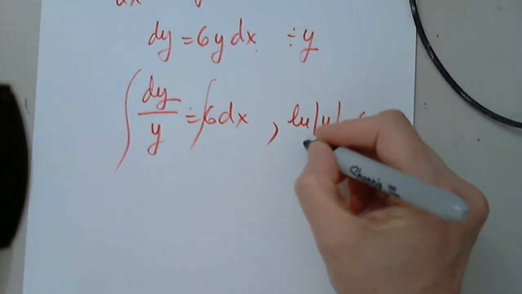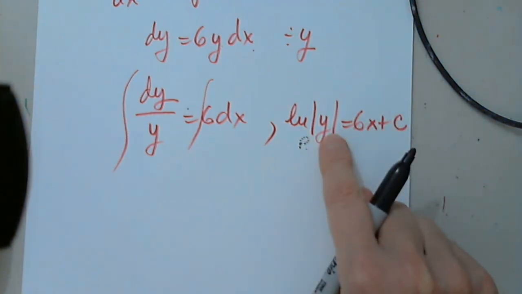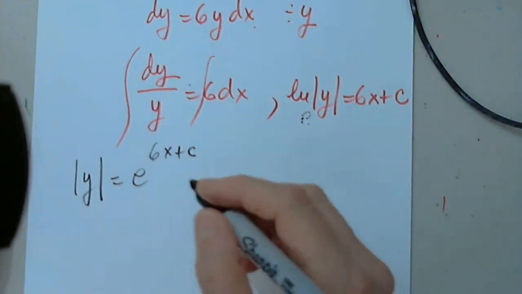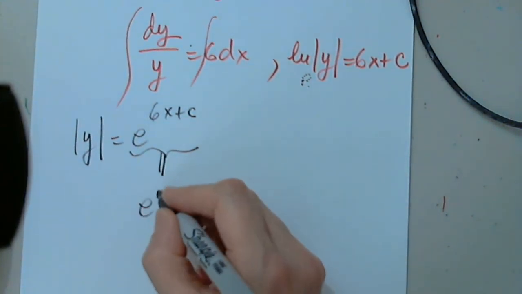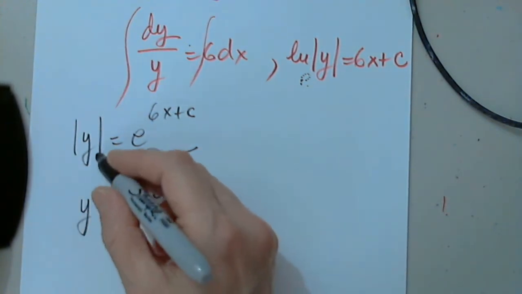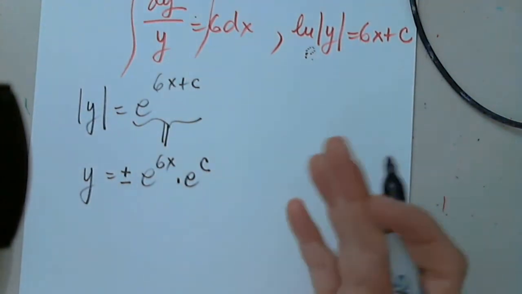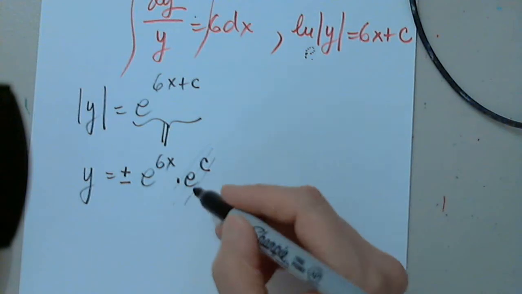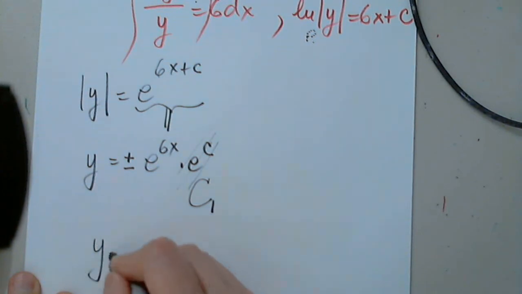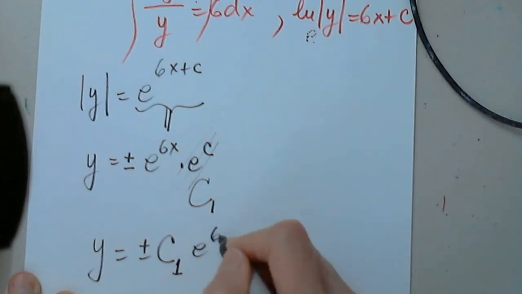Remember the trick that we talked about. At this point, the base of this log is e. e to this number equals the absolute value of y. So e to 6x plus c. But as we know, we will change this into e to 6x times e to c. And then y with the absolute value equals plus or minus this. And it's done. I only have to replace this by a constant. You can call it C1 if you don't want to call it C. It doesn't matter. It's still a constant. So plus or minus C or C1, doesn't matter what you want to call it, e to 6x.